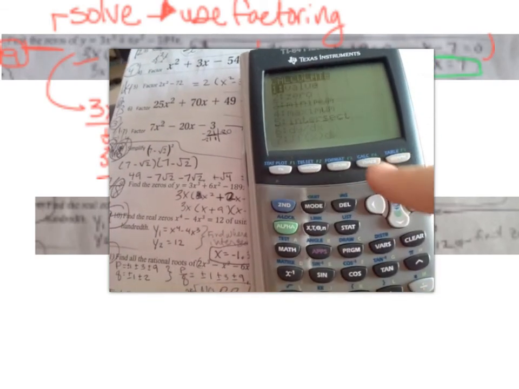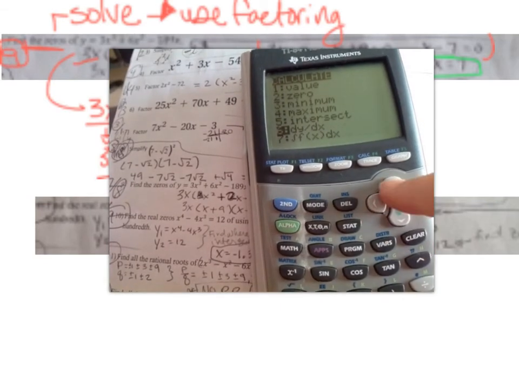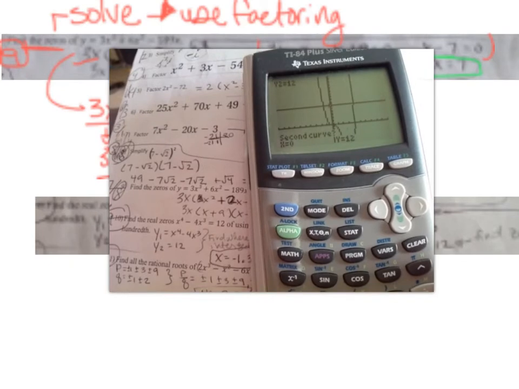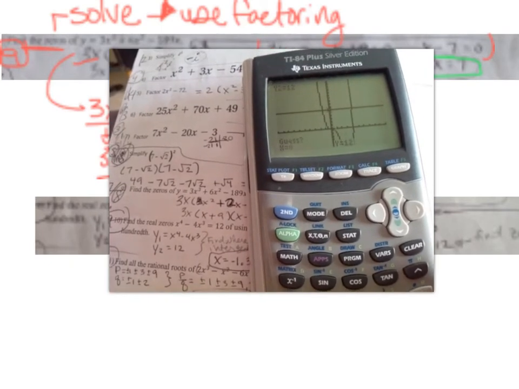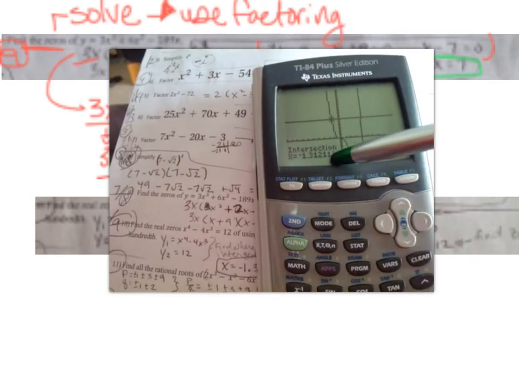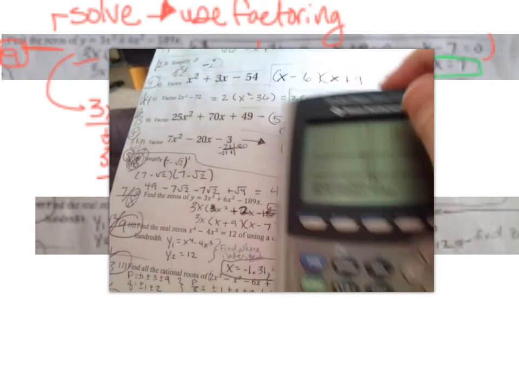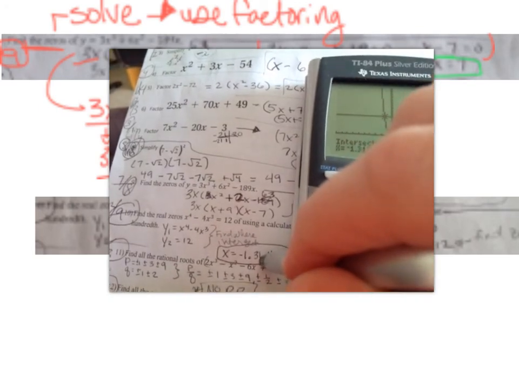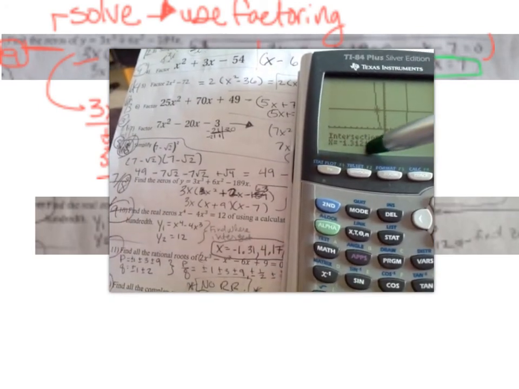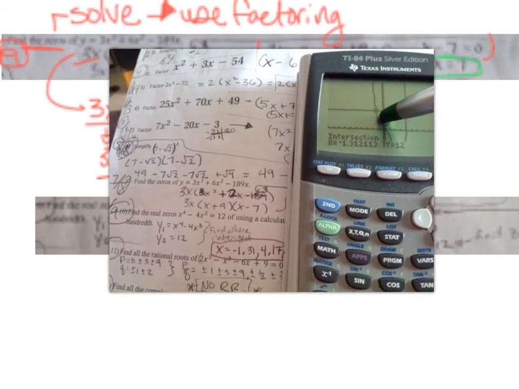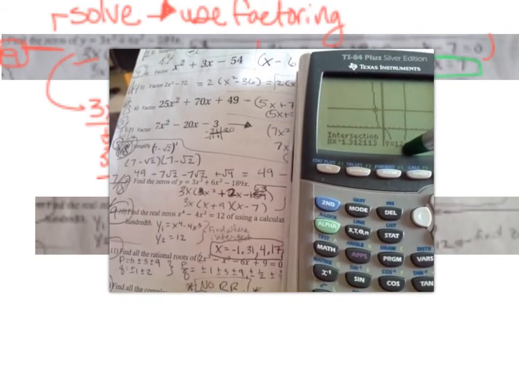So I can go ahead and do second calculate, intersect. First curve, enter. Second curve, enter. Guess, doesn't matter for this first go around. And there's my first solution of negative 1.31, which is right here. So we really are only concerned with the x value that makes the y value equal 12.